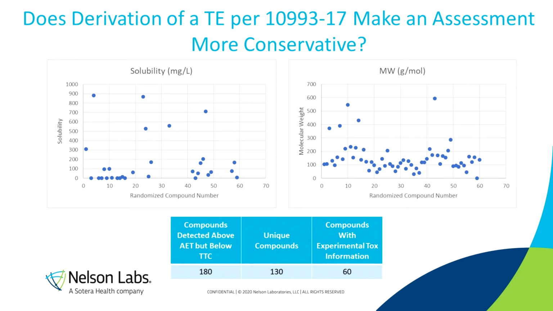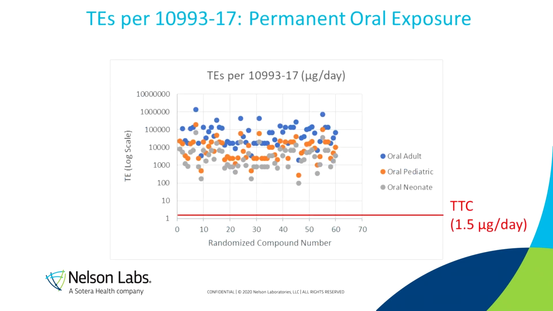So we span molecular weights going from about 50 all the way up to 600 grams per mole, and the solubility is all over the chart. So this is really a random selection of compounds that were observed from medical device extracts in this concentration range that were available. So for those 60 compounds with toxicological information, I went back and found a NOEL for each of them and then computed a tolerable exposure per the formula in ISO 10993-17.